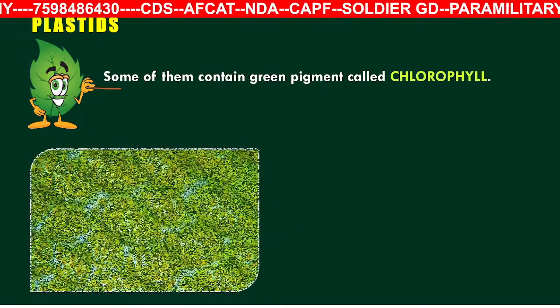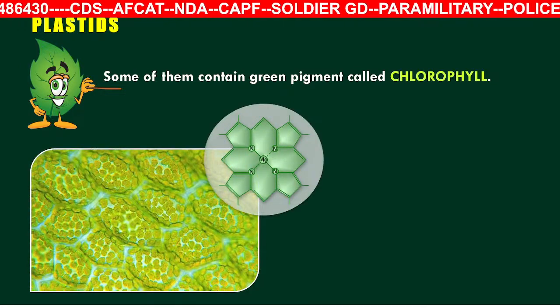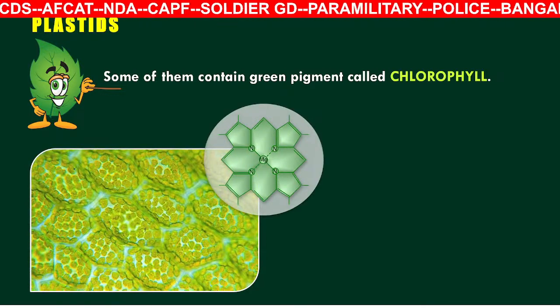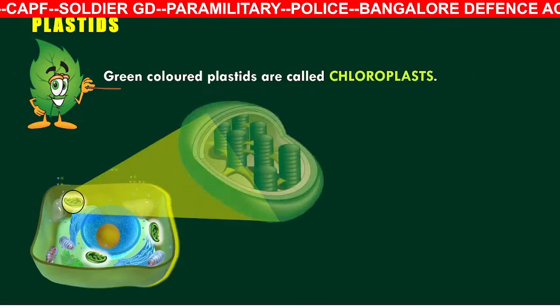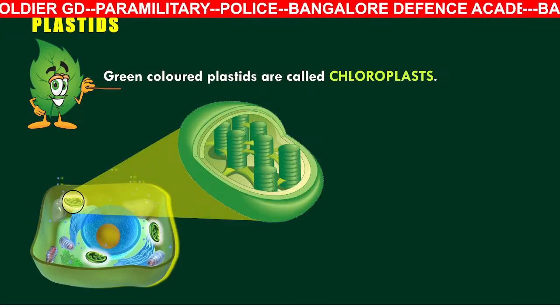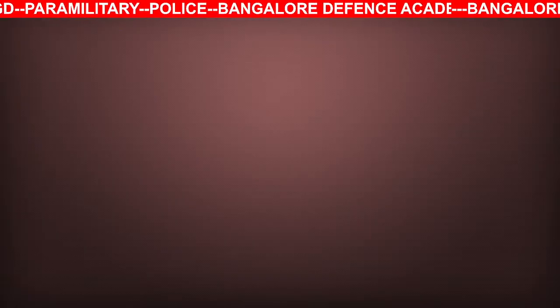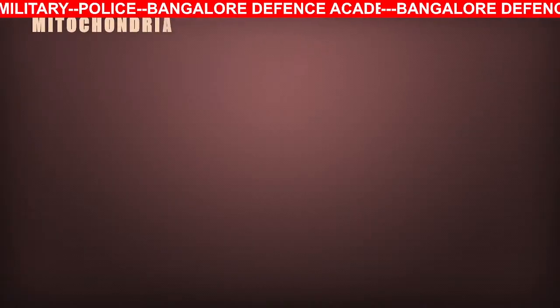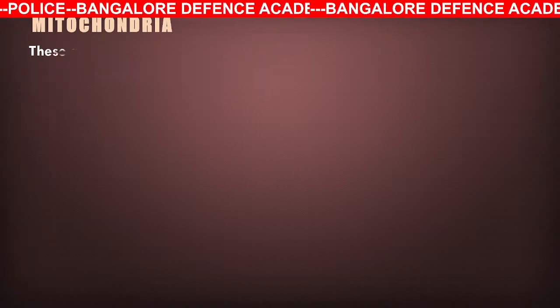Okay, next, some of them contain green pigment called chlorophyll. So green pigment is present in plastids, that is chlorophyll. Green color plastids are called as chloroplast. It is called as what? Chloroplast.